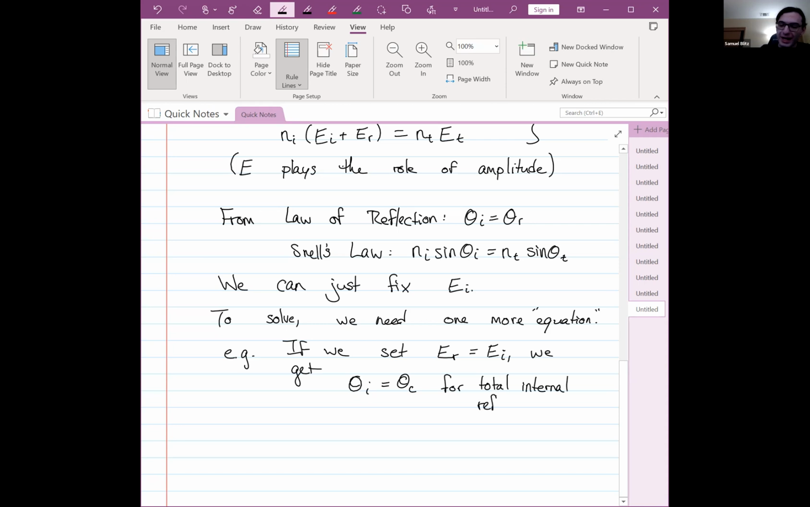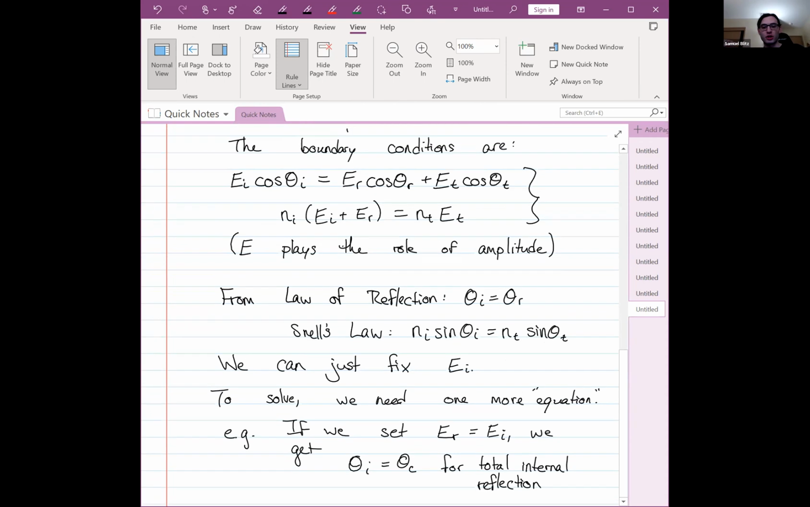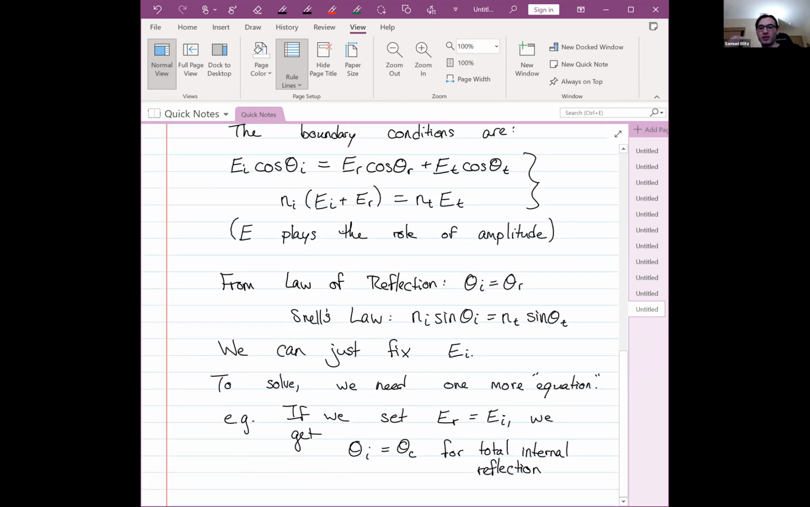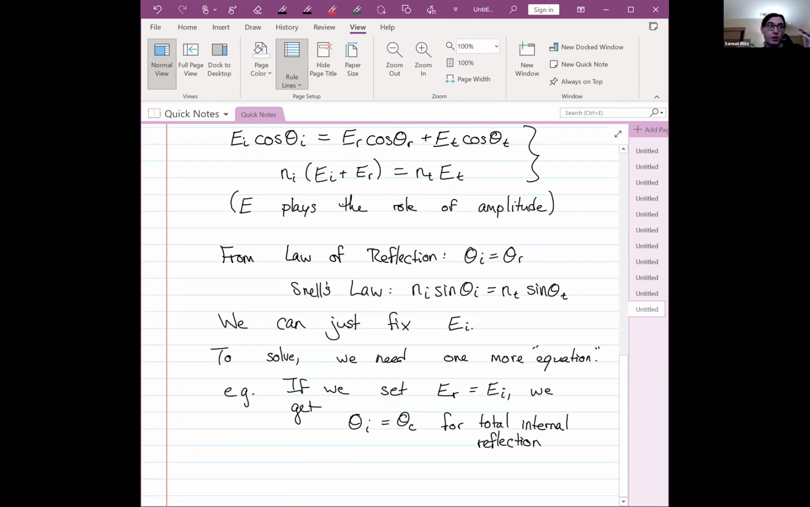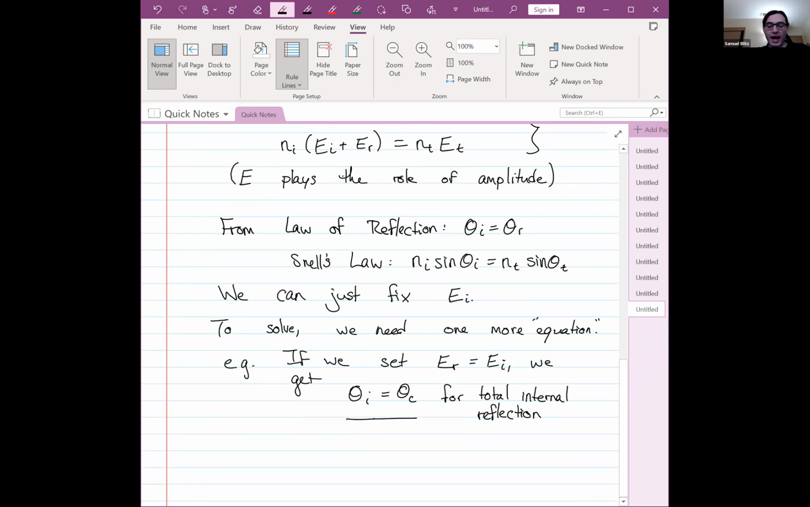So by specifying another constraint, that the reflected light was equal in magnitude to the incident light, that was enough information. It gave us one more equation, basically 5 equations and 5 variables, to solve for one of the angles. And this angle happens to work out to be the same angle that we derived using Snell's law for total internal reflection.